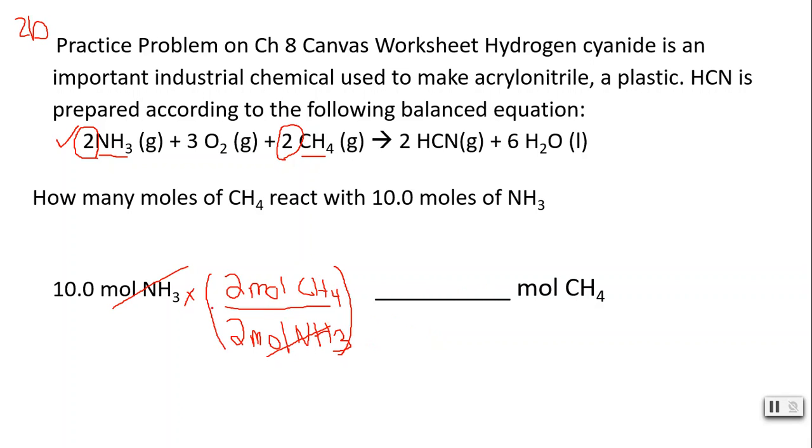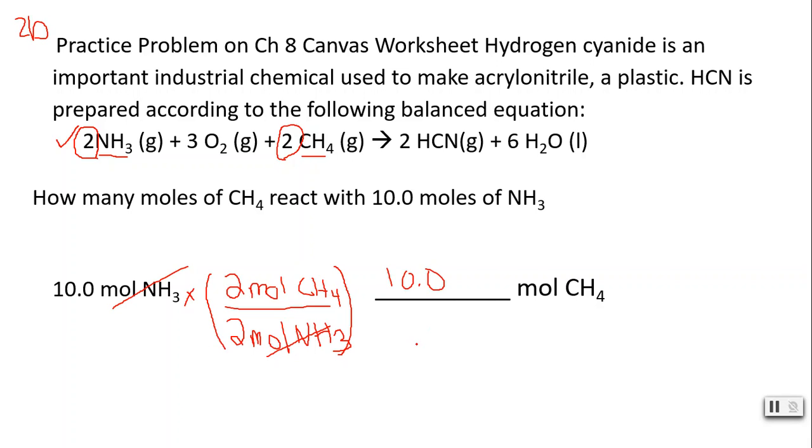So in your calculator, everything that's in the numerator is multiplied, everything in the denominator is divided. So 10 multiplied by 2, divided by 2, and that should give you 10.0 moles of CH4.